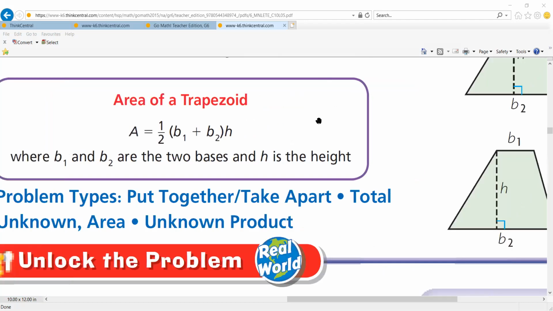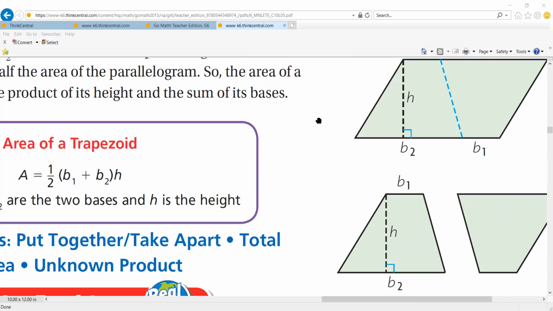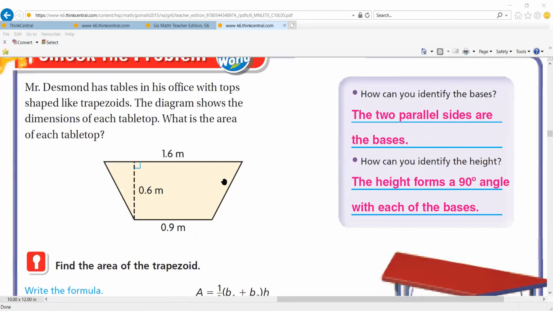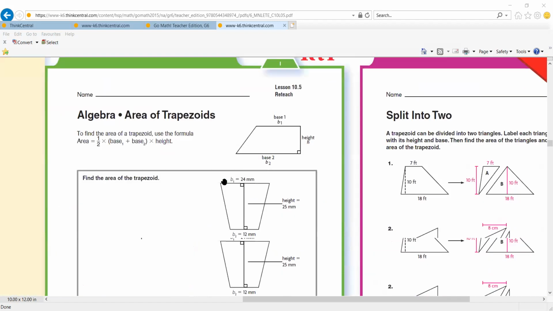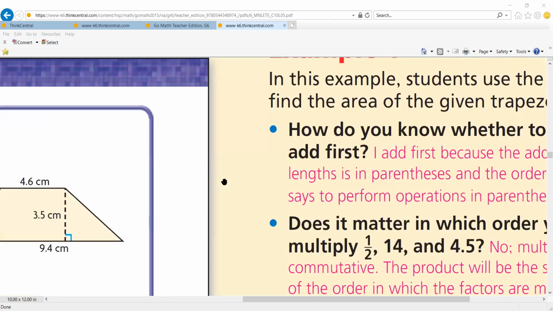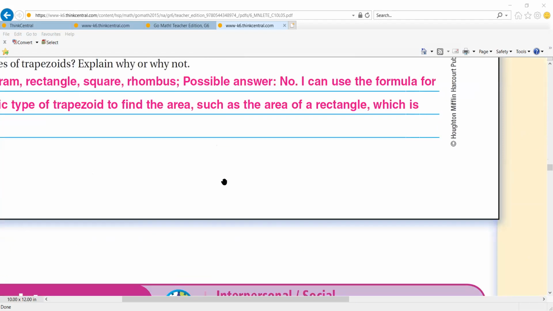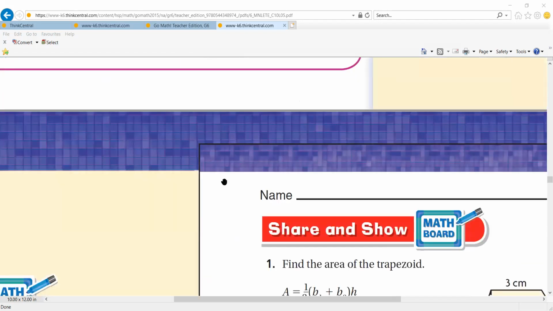Now, is this lesson exactly the same? Yes, exactly the same, but instead of first finding B1 plus B2, then multiplying with H, and then halving, we do it all together over here. Okay. Now this question, I'll come back to it later. I just want to go directly to page number, girls, please share and show.